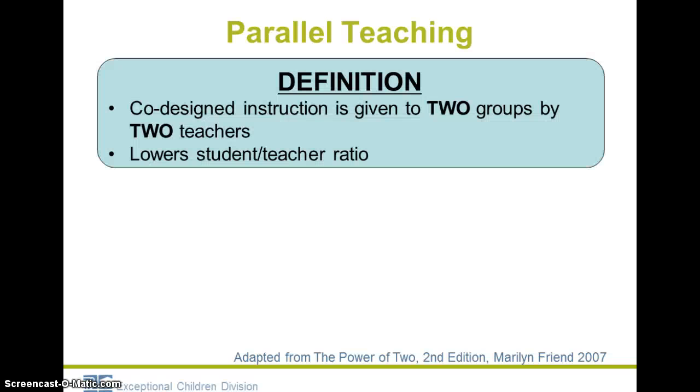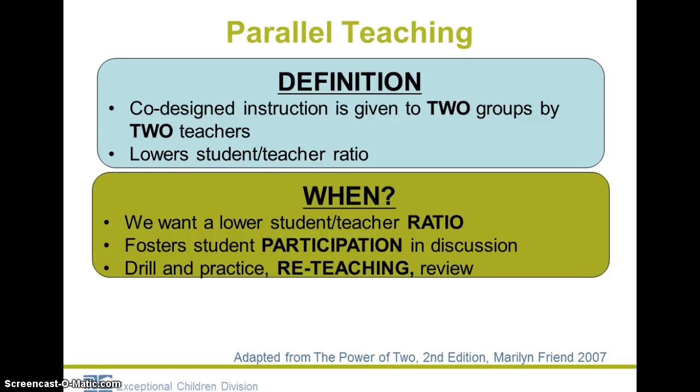So the definition of parallel teaching is when you have co-designed instruction that's given to 2 groups by 2 teachers. This definitely lowers the student to teacher ratio because it essentially cuts your class in half. So if you had a class with 30 students, instead of having a 30-to-1 ratio, you would essentially have a 15-to-1 ratio. You might want to use it when you definitely want to lower the student to teacher ratio. It does foster student participation and discussion because there are fewer students in the group. And you may also want to use it when you need drill and practice, reteaching, or review and remediation.